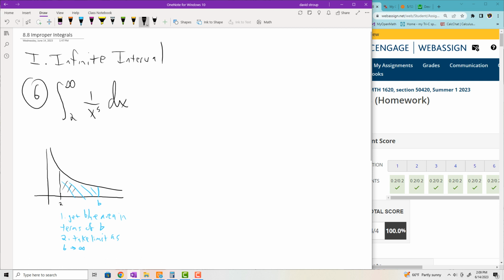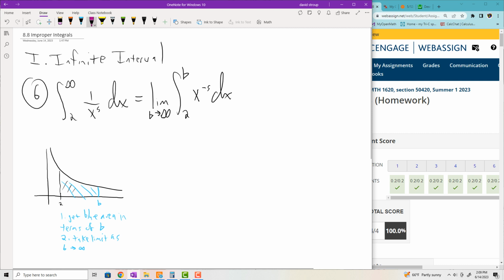Okay, so we're gonna introduce a limit here. So the first step is to kind of drop the bad limit, replace it with some variable, and take the limit as we approach whatever was the issue. So in this case, infinity is the issue, so we take the limit as b goes to infinity, and pretty much leave everything else as is. Okay, I'm going to have to integrate here, so let me go ahead and rewrite 1 over x to the fifth as x to the negative fifth.